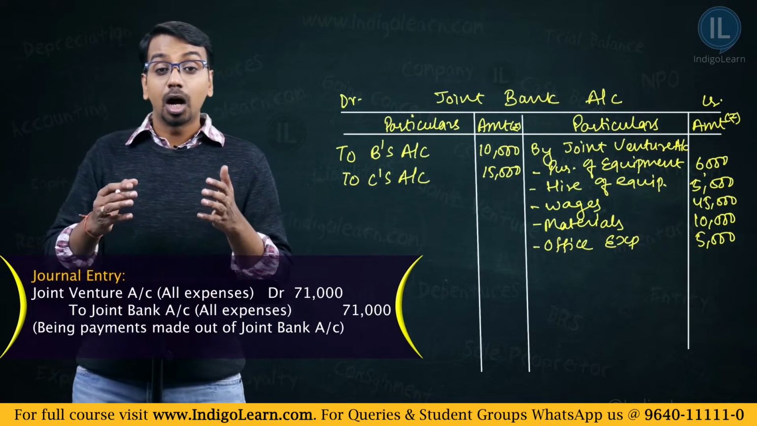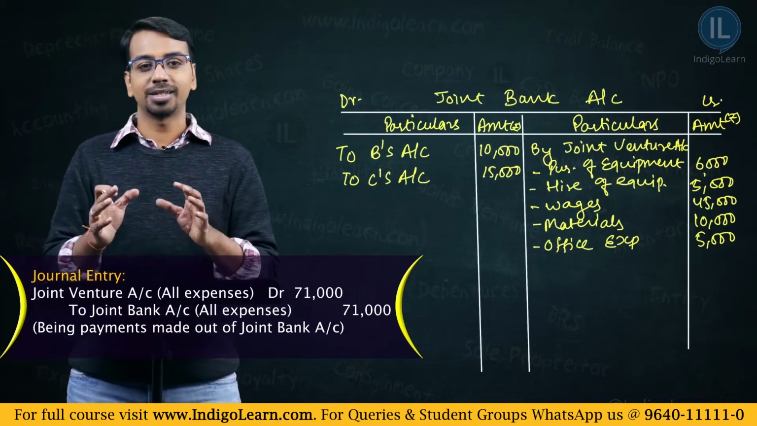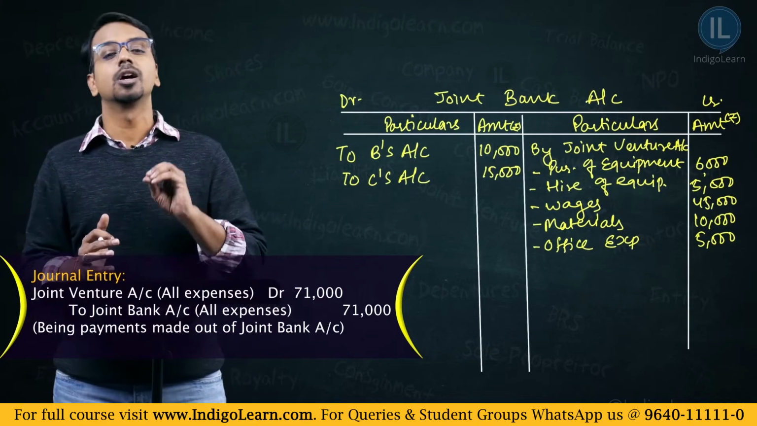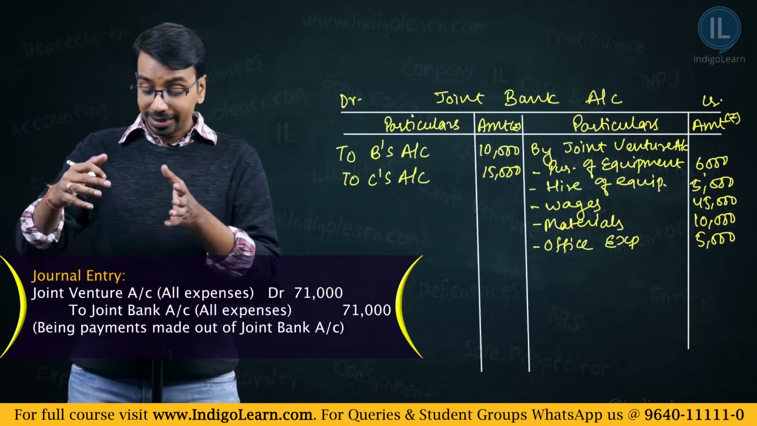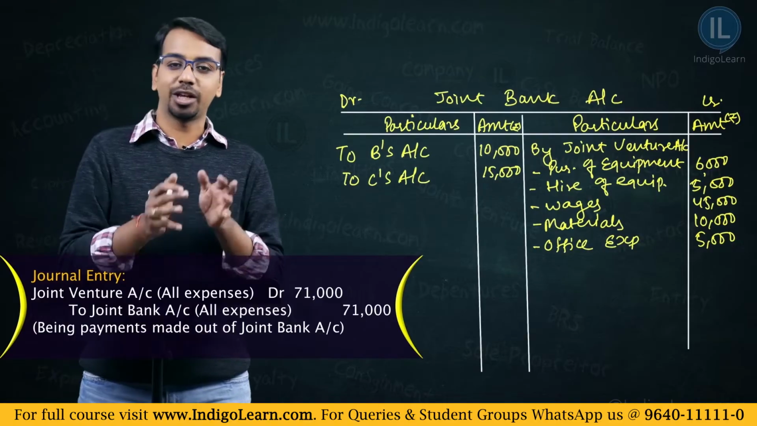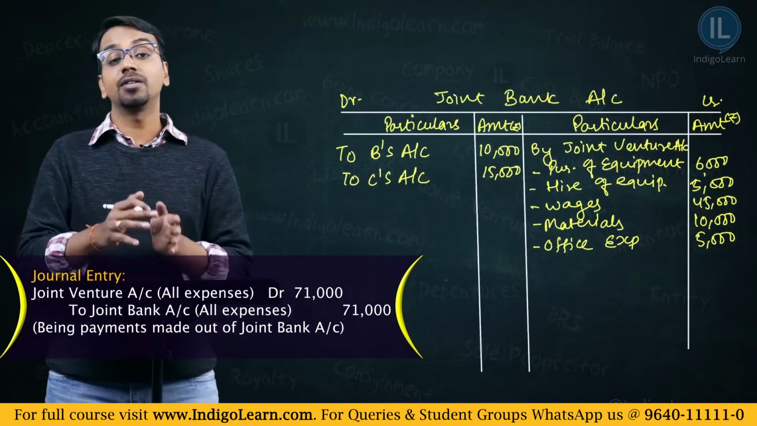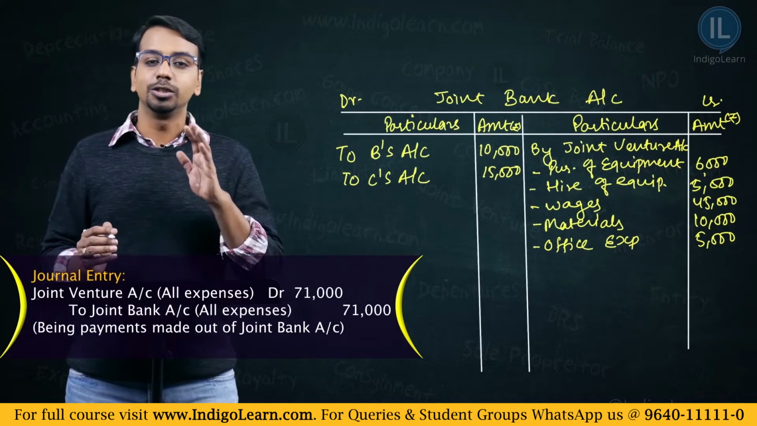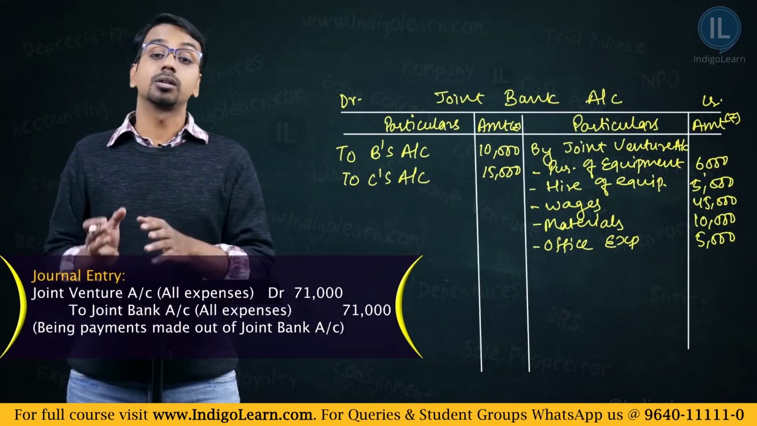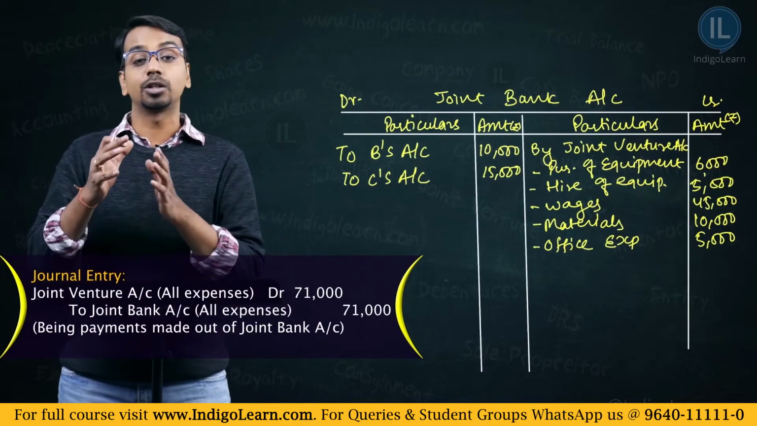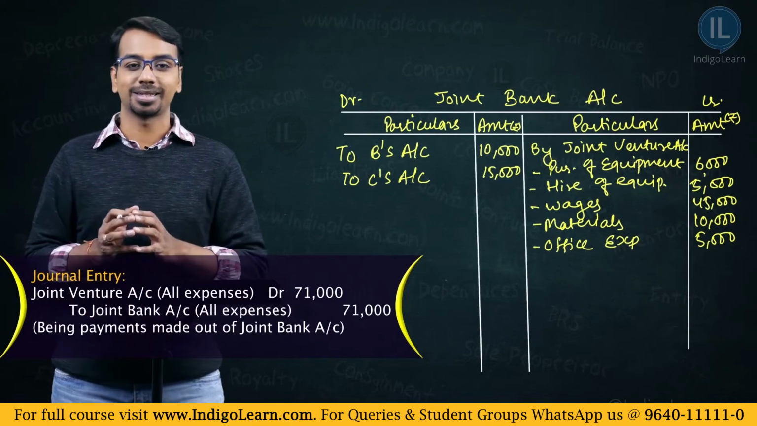Now you may ask, sir, how can outflow be more than inflow? Friends, there is a concept of overdraft as well. Maybe the bank has allowed us overdraft. Now these expenses will have to be debited to the joint venture account. The corresponding impact, here we have credited the joint bank account, the corresponding debit will happen to the joint venture account. So come to the joint venture account, there you will debit the joint venture account with all these expenses.